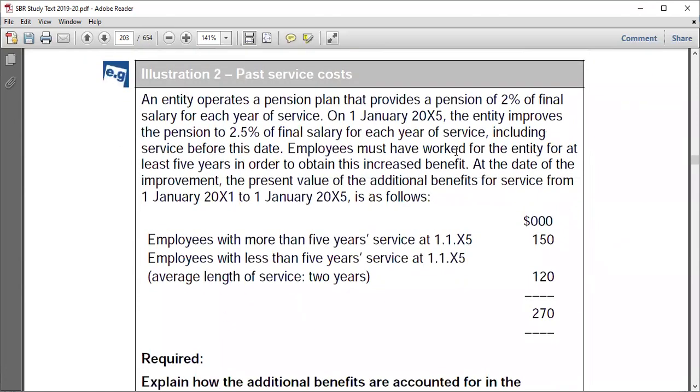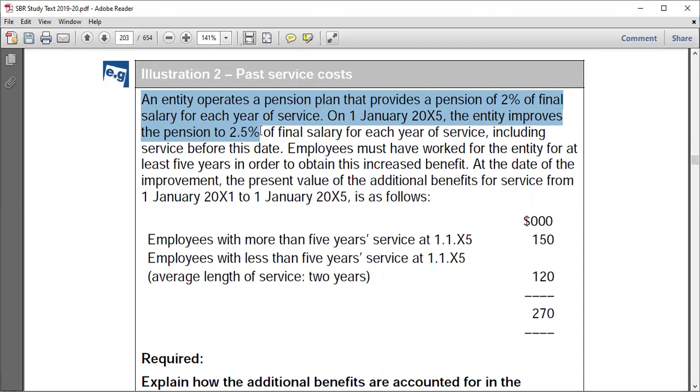Okay, maybe we have something else here. It's speaking of past service costs. How do we deal with those? We are told here that an entity operates a pension plan that provides a pension of 2% of final salary for each year of service. Okay, no problem. Then on 1st January 2025, the entity improved the pension to 2.5%. Now do you see, they have changed from 2% to 2.5%. There has been a plan amendment, right?